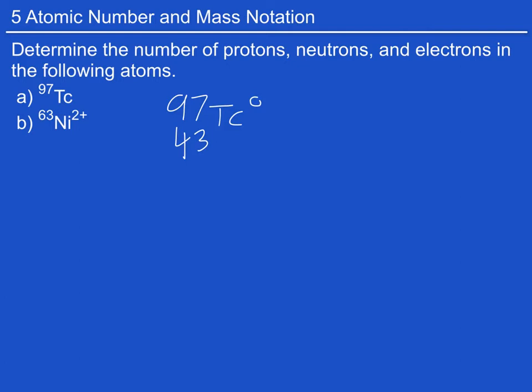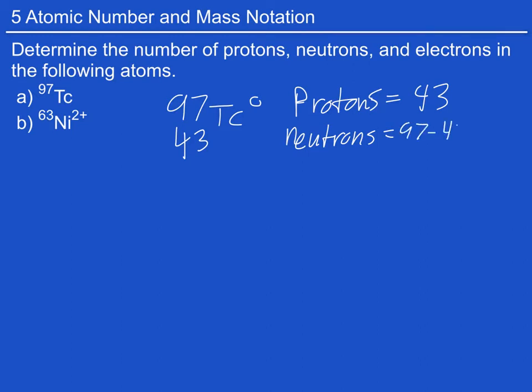Alright, so looking at this, we know therefore that our protons are equal to Z, so our protons are equal to 43. We know that the neutrons are going to be the difference between the mass number and the protons, so 97 minus 43. Okay, and that's going to be equal to 54.